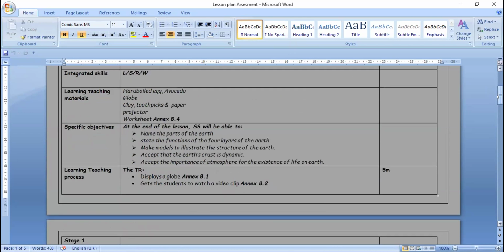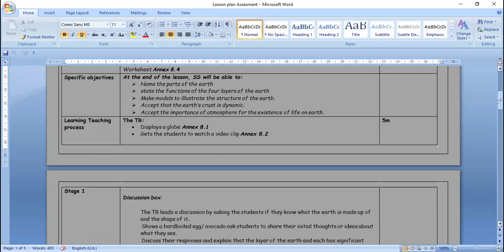The specific objective is to name the parts of the earth. By the end of the lesson, the students should be able to name the parts of the earth, state the functions of the 4 layers of the earth, make models to illustrate the structure of the earth, accept that the earth's crust is dynamic, and accept the importance of the atmosphere for the existence of life on earth.